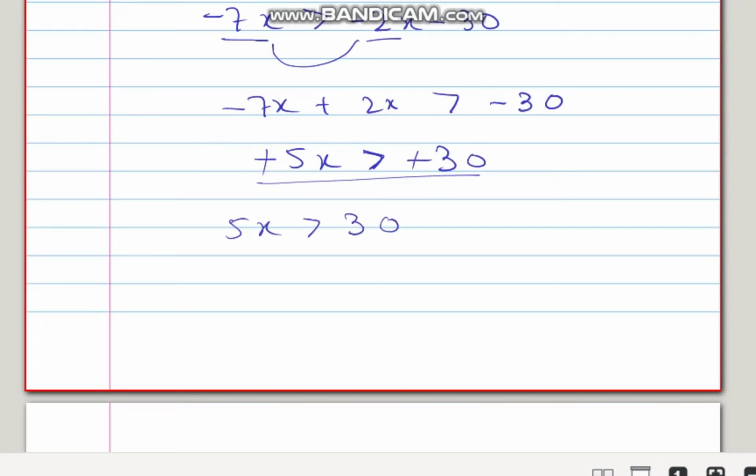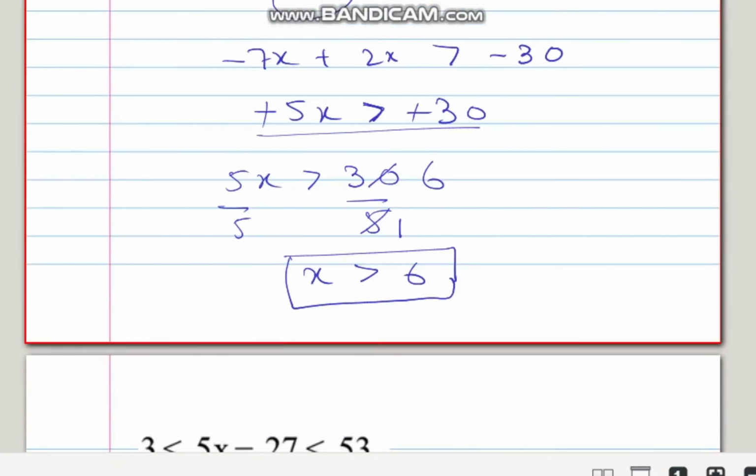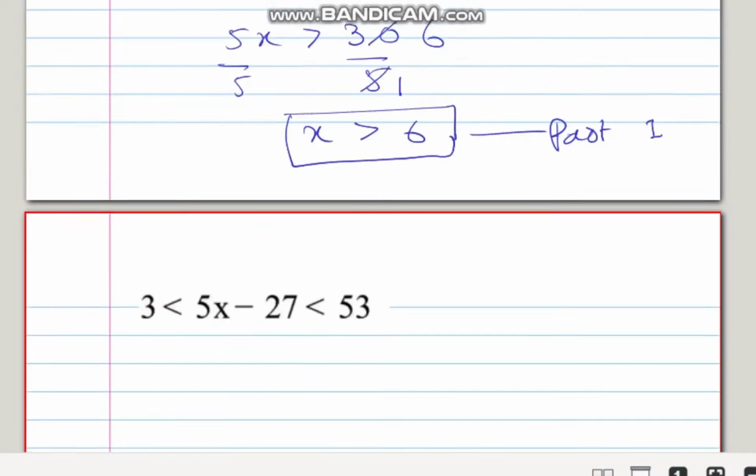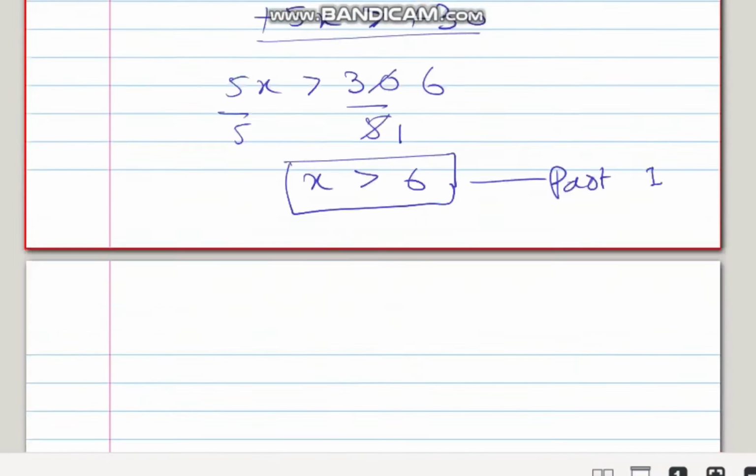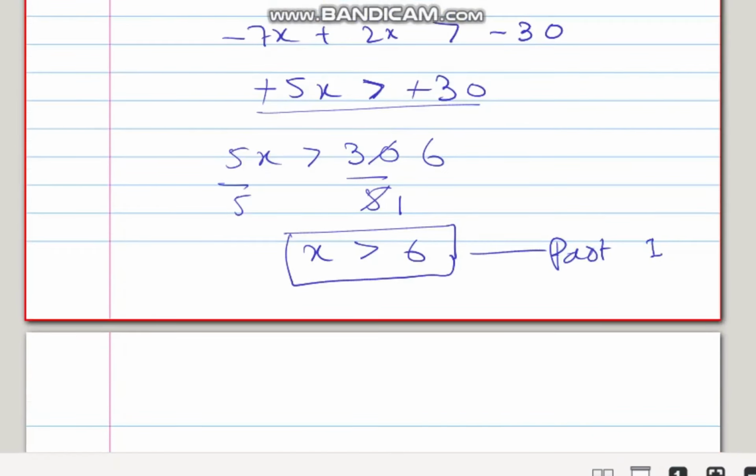Now please divide by 5 on both sides, and I will get x greater than 5 multiplied by 1 is 5, and 5 multiplied by 6 is 30. x greater than 6. Now this is not the solution, this is just for part 1. I solved part 1. Now please note the second part, and from the second part we will get something, and then we will combine both solutions. Let me write the second part here.